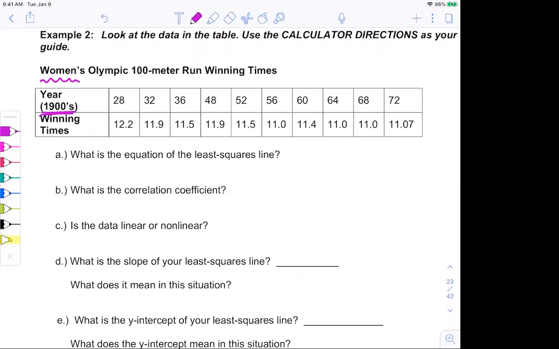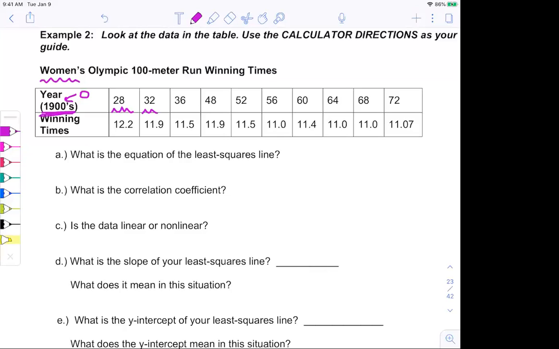So when we want to put this in the calculator, this says that we're talking about the years in the 1900s. So you can use 28. You can use 32 because I could say that this represents year 0. So I could say the 1900s would represent year 0. 1900 is year 0. And then I could continue to place those numbers in the calculator.